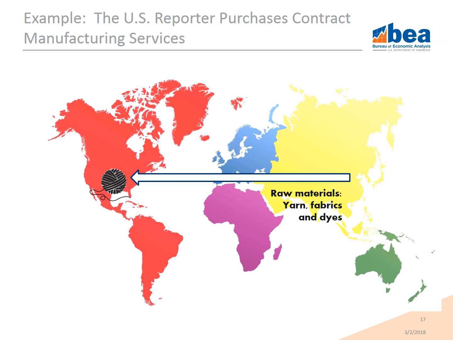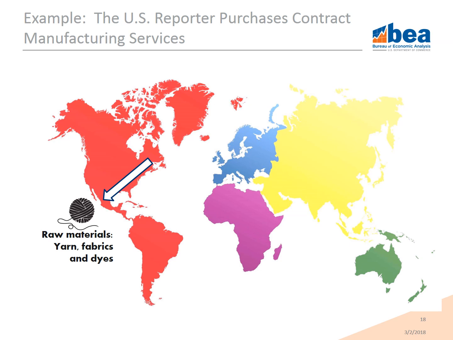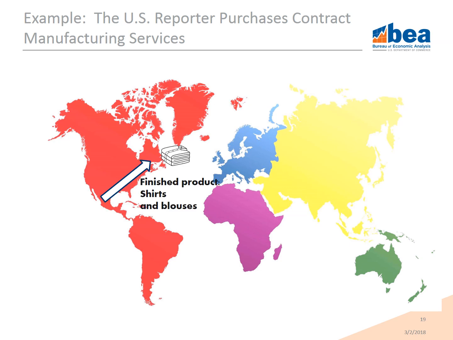There are times when a U.S. entity will purchase contract manufacturing services. For example, a U.S. clothing company may purchase raw materials such as yarn, fabrics, and dyes from China. The U.S. company then sends those raw materials to a maquiladora in Mexico for further processing. The maquiladora then processes those materials into t-shirts and blouses, packages them, and sends them to the U.S. company as finished goods. The maquiladora does not take ownership of those raw materials, nor does it take ownership of the clothing it produced. Instead, it charges a service fee of $5 million to the U.S. company for the clothing it produces.